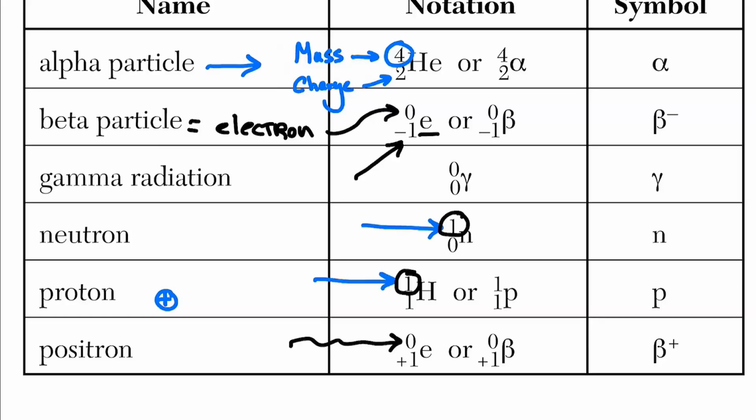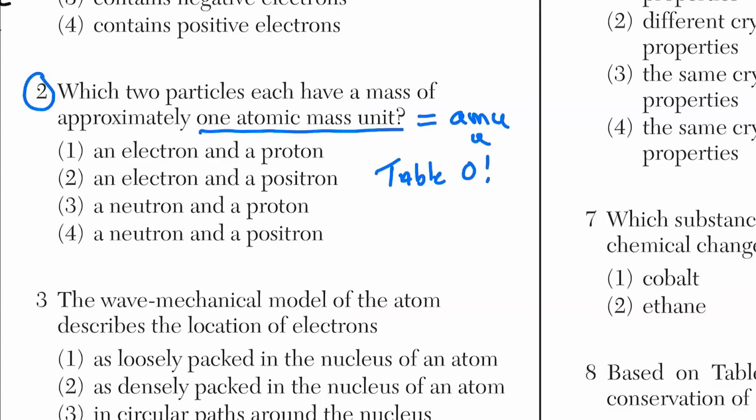So clearly Table O can remind you that the proton and neutron both have the same mass. And of course you should know they're located in the nucleus. Everything outside the nucleus is empty space. I'm trying to reinforce these important concepts. So let's go back to the test. Which 2 particles have the same mass? Table O tells us a neutron and a proton. So number 3 is our answer. Moving on to number 3.